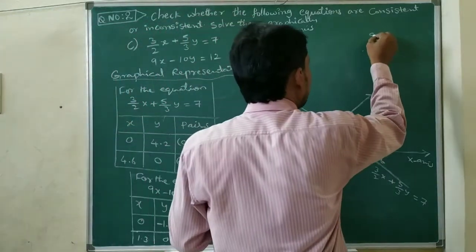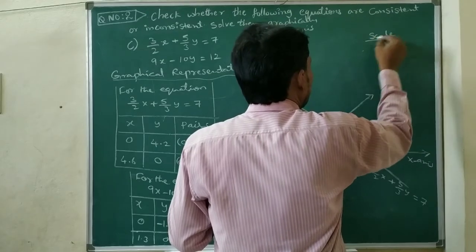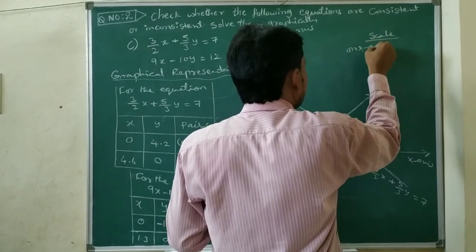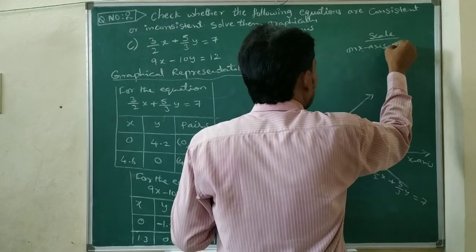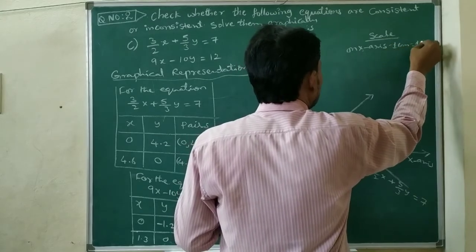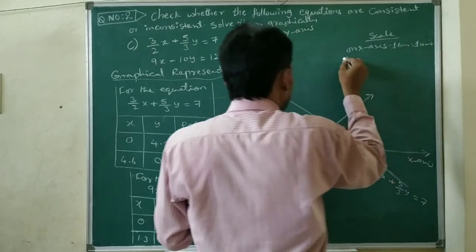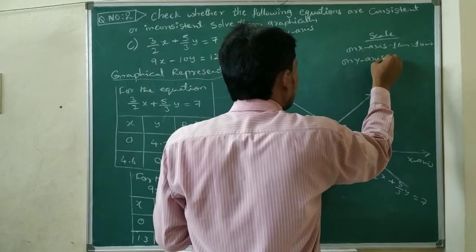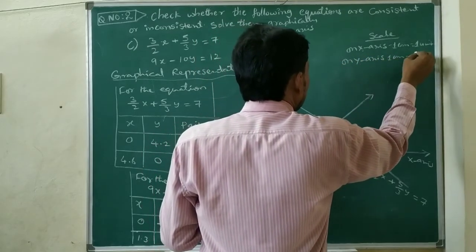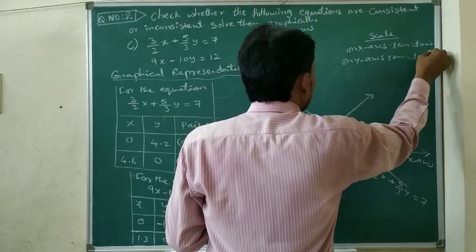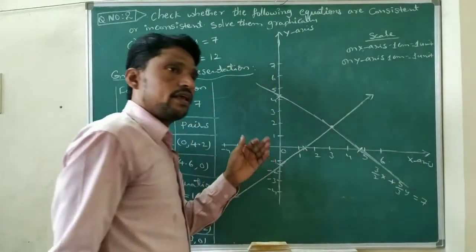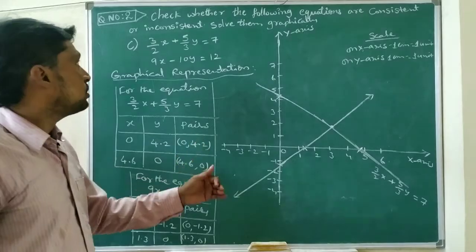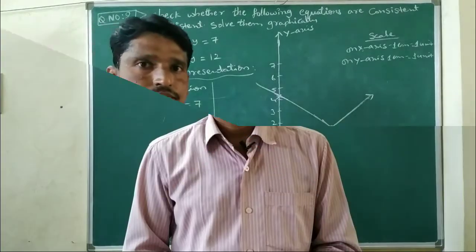Now we can take the scale here. On the x-axis, 1 centimeter equals 1 unit. On the y-axis, 1 centimeter equals 1 unit. This is about the graphical representation of the given data.